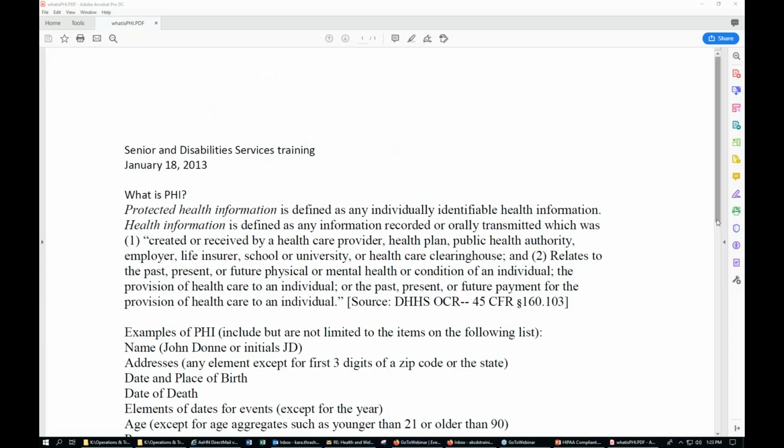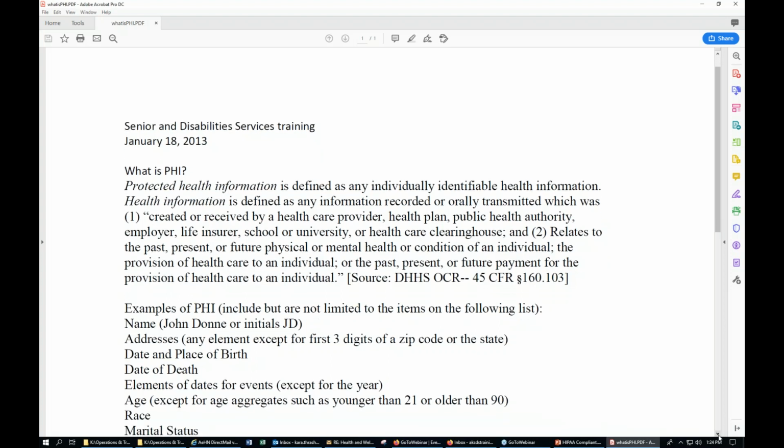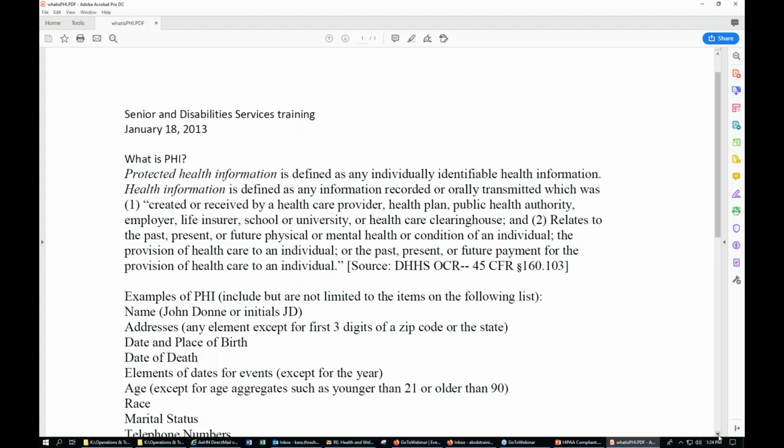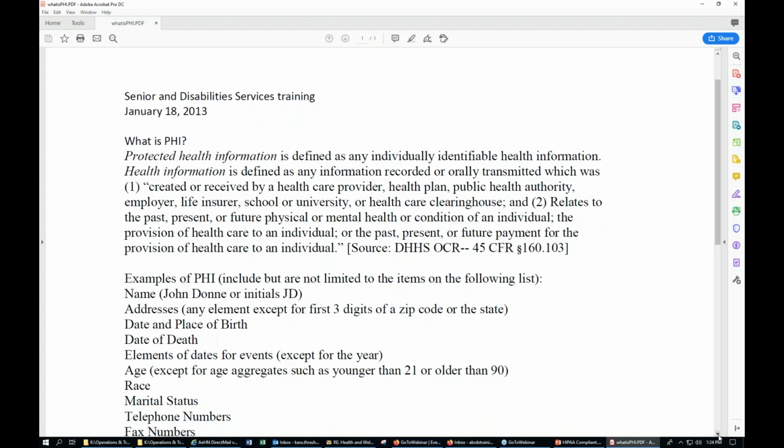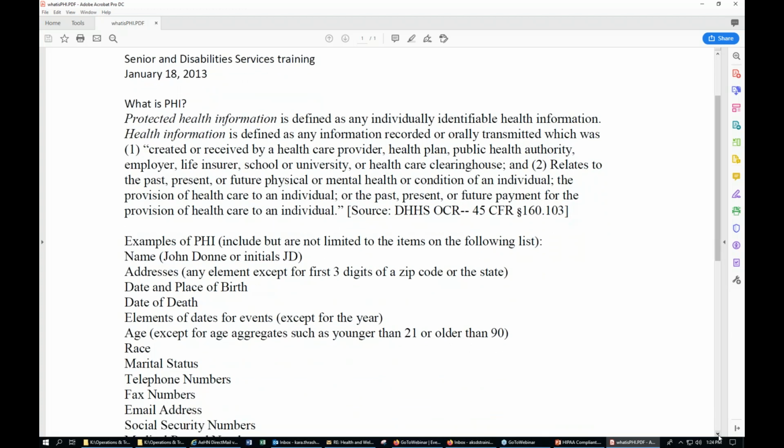Not much has changed about the definition of PHI, and we certainly have been training it for quite a while here through SDS training. The same research exists in the past, which identifies PHI in this list that you'll see here. It's in alignment with the Federal Registry definition as well. It's individually identifiable health information. Anything recorded or orally transmitted.